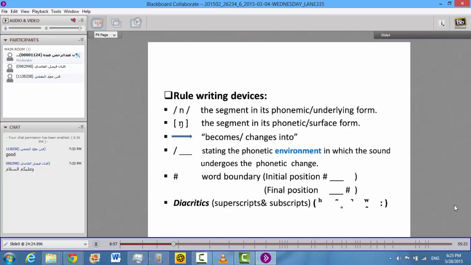For example, the small h, we use it for aspiration. The small circle underneath, we use it to show that the sound has been devoiced. We have the tilde for vowel nasalization and for velarization also. For the unreleased sound, we use this mark, the following one. If we have co-articulation, we use the ya and other symbols. One for dentality and one for lengthening and one for nasalizing the sound, and we have many others. So these are the devices we are going to use for writing the rules. We'll try to do some practice now.